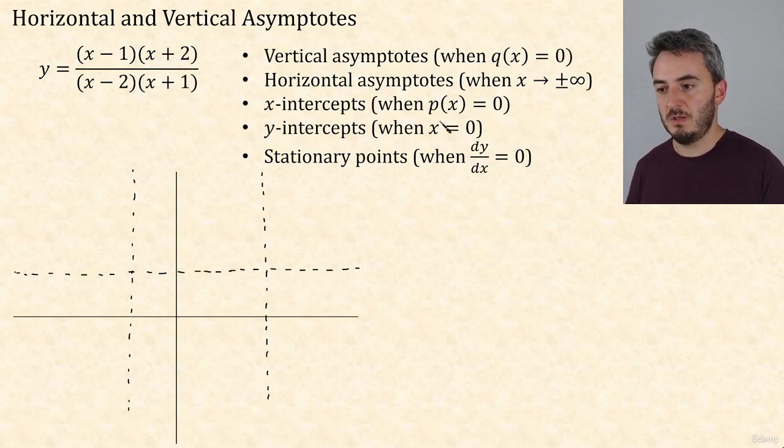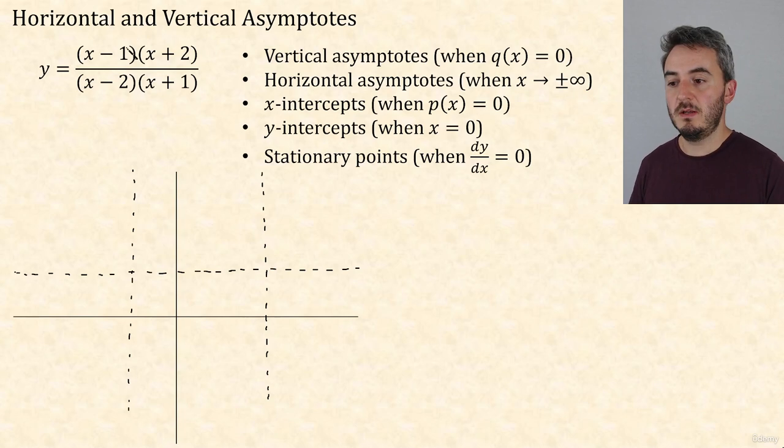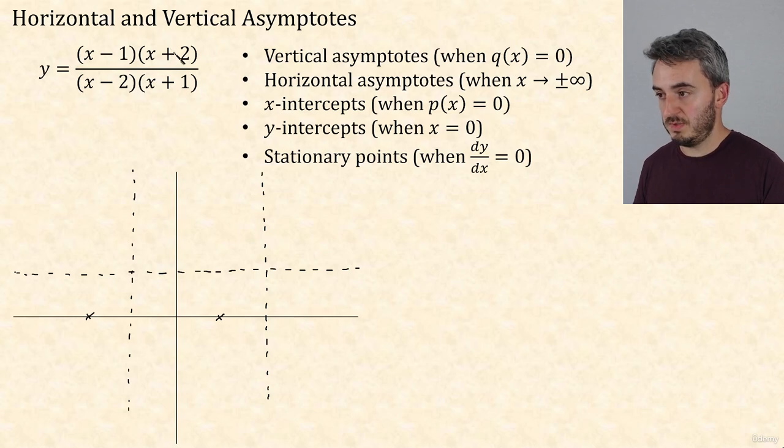Okay, x-intercept, so that's when p of x is 0. That's when x equals 1, it's going to cross the x-axis, and when x is minus 2. The y-intercept is when x is 0, so that's minus 1 times 2, divided by minus 2 times 1, so that's just 1. So I'm getting a y-intercept here.